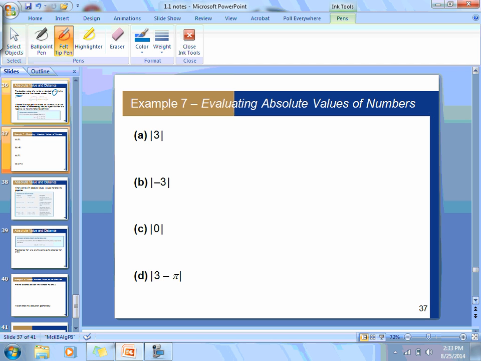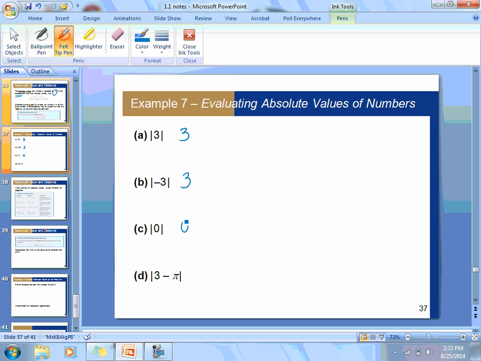So just a quick review for part A here. The absolute value of 3 is going to be 3 because it's 3 units away from 0. Absolute value of -3 is also 3. It's also 3 units away from 0. Absolute value of 0 is 0. 0 is 0 units away from 0.